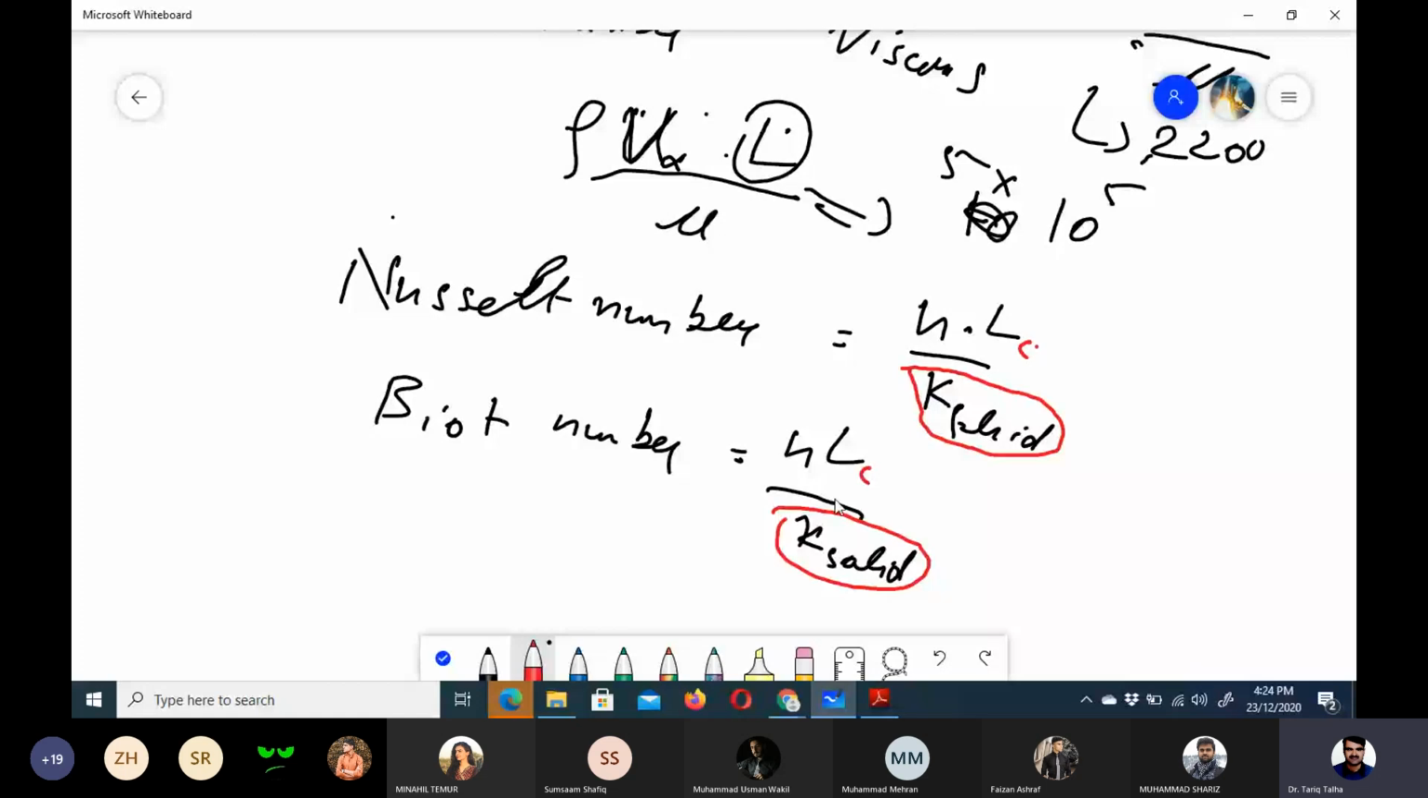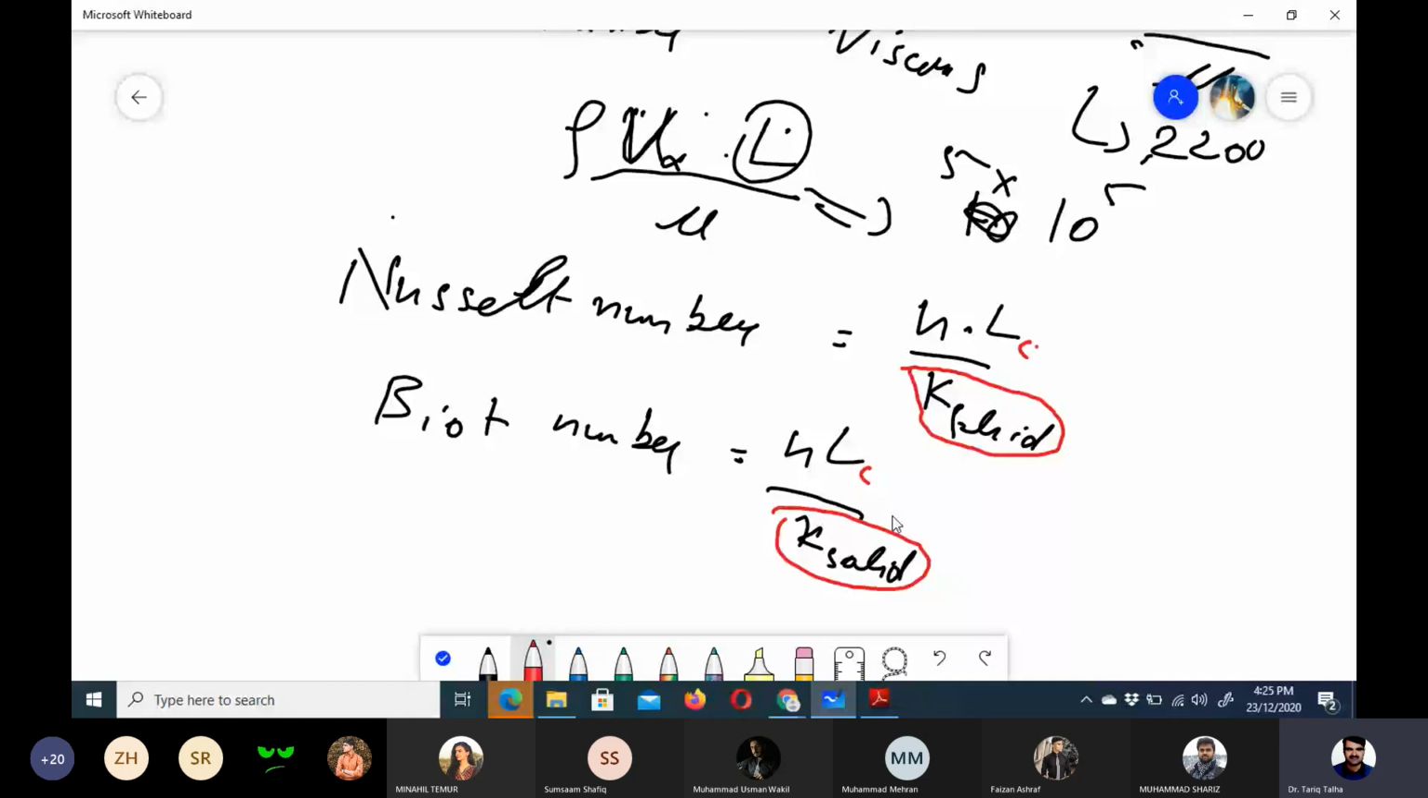But the point which I wanted to make here is that for the Nusselt number, the formula is the same as for the Biot number. The only major difference is that for the Biot number we have the thermal conductivity of the solid, and here in the Nusselt number we have the thermal conductivity of the fluid.